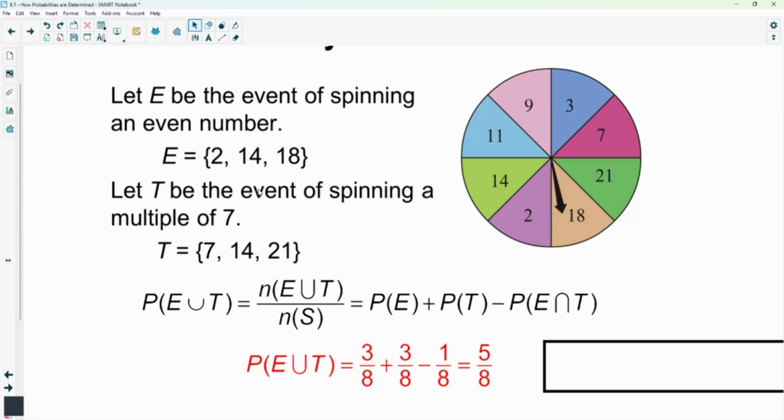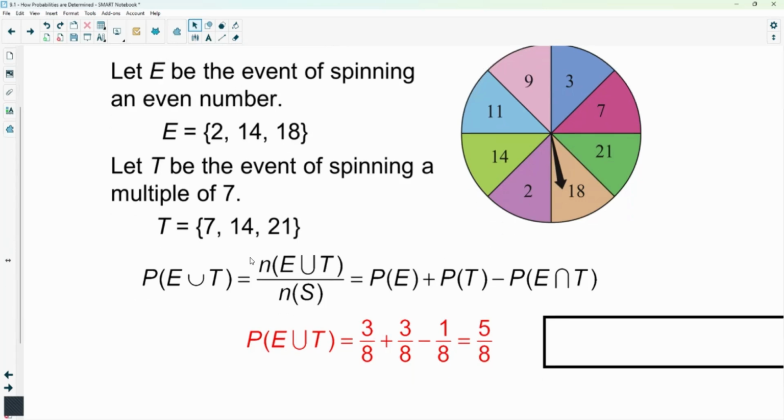And it makes sense, right? Because if you were going to add them all once, you don't count it twice. So we will add the 2, that's 1, the 14, that's 2, the 7, that's 3, the 21, that's 4, and the 18, that's 5. See, 5 over 8. So if you were to pick one individually without repeating.